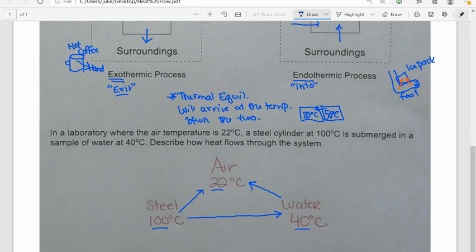So that's it for today. You just have to be able to explain heat flow, and then be able to answer questions really well about how energy is moving between a system and its surroundings or just different types of materials.